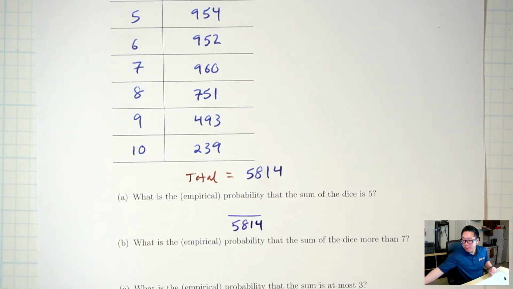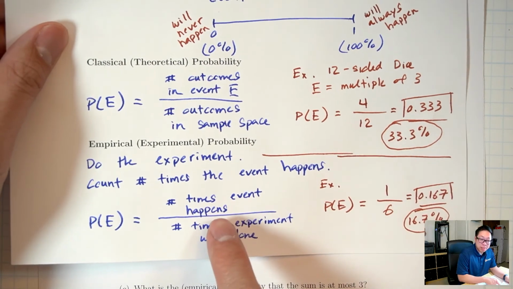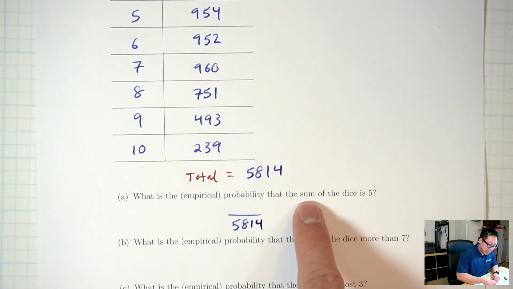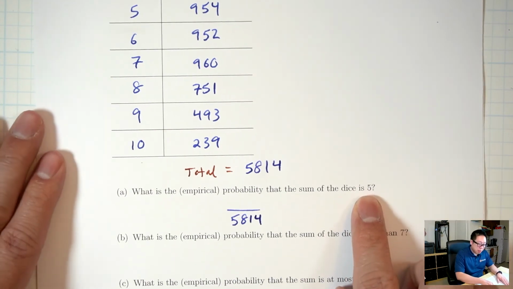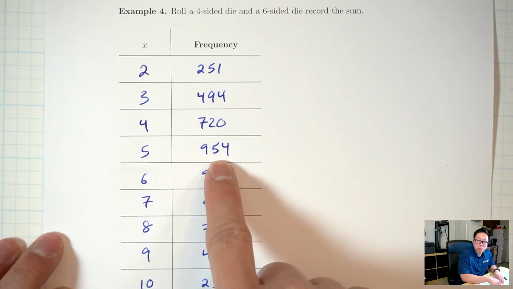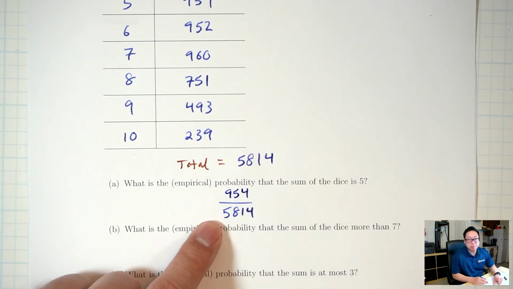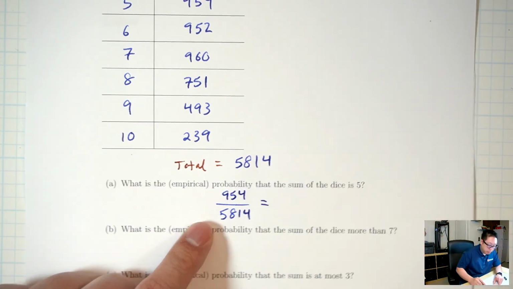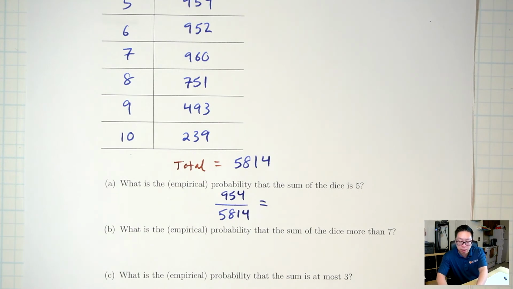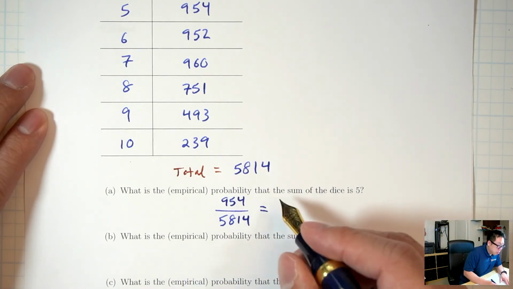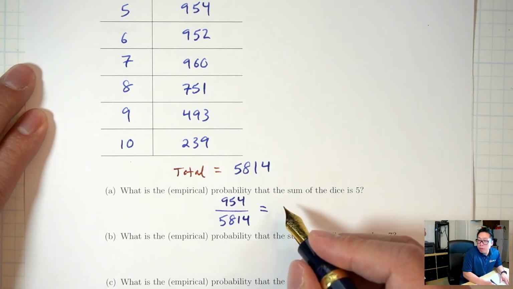The number at the top is the number of times the event happened. So what we're talking about here is the number of times I got an answer of 5. How many times did I get a 5? 954 times. And then out of 5,814, that's the total times I rolled dice. So I'm actually going to divide here: 954 divided by 5814. The reason I'm dividing here is because I want to compare it to the answer in example 3. So here the answer is 0.164.